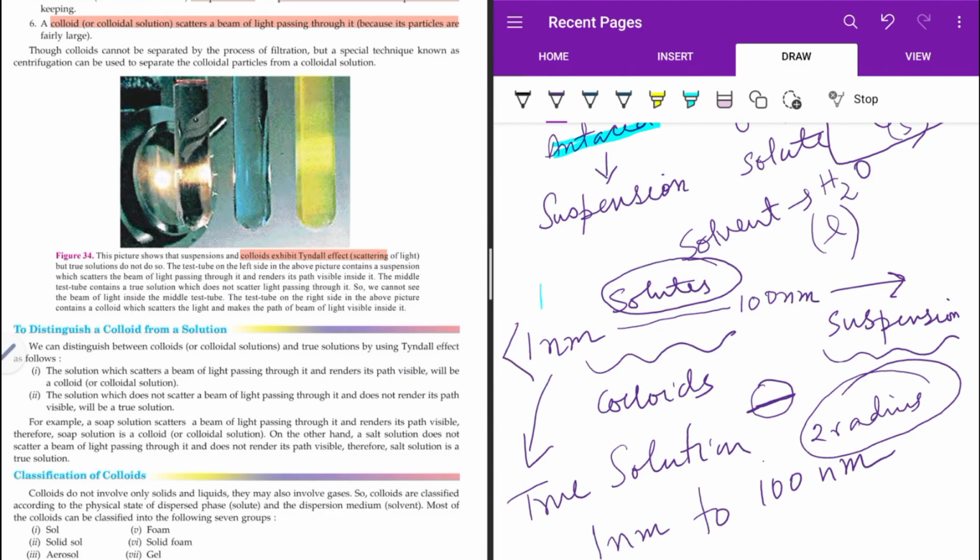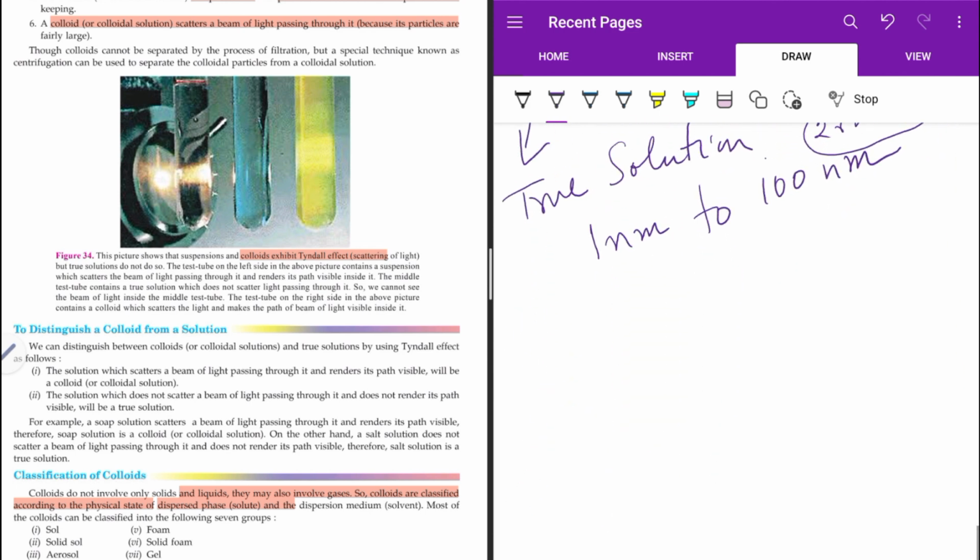So let us see the classification of colloids. Colloids do not involve only solids and liquids. They may also involve gases, not only solids and liquids, but also gases, according to the physical state of the dispersed phase, that is the solute. So always keep this thing again in mind.